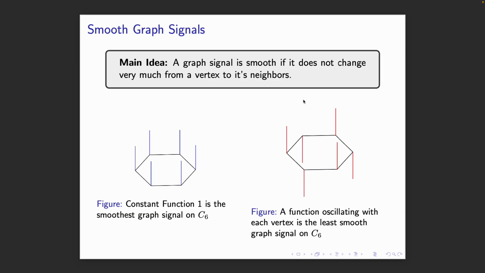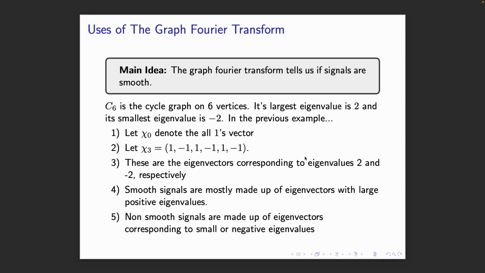In graph signal processing, there's this concept of smooth versus non-smooth graph signals. On the left here, we have the cycle graph on 6 vertices. The smoothest signal on the graph is the constant function 1. You can think of a smooth signal as one which does not change very much from one vertex to its neighbors. On the other hand, on the right, we have the least smooth graph signal. Here, if you start at any vertex and you go to its neighbors, the value of the signal is going to wildly differ.